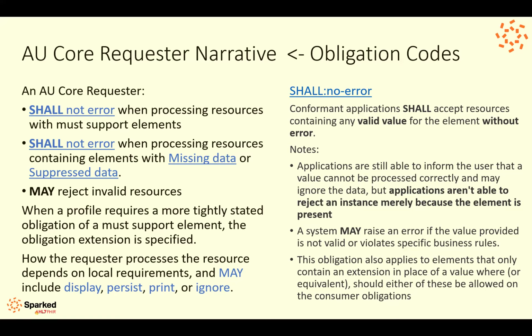So there's only so much that AU Core can dictate here. And all we're trying to really say is, as a client, you should be able to accept all of these elements. But I guess the question I've got is, given we've now introduced things like applications are still able to inform the user that a value cannot be processed correctly, do we even need to say that? Well, they may not.